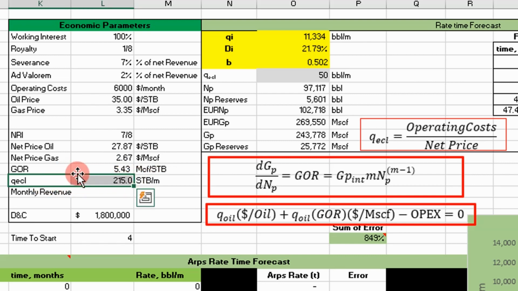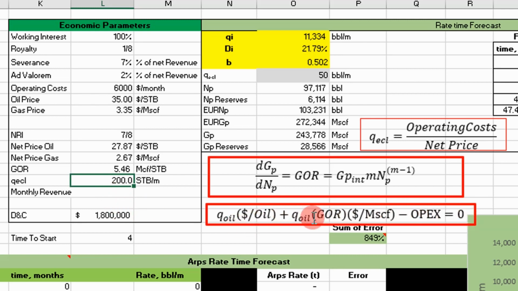And what we have to do next, and this is just a guess, essentially. We can change this economic rate to 200. It's going to update our GOR and our EUR. Change this to whatever you want. It doesn't really matter.